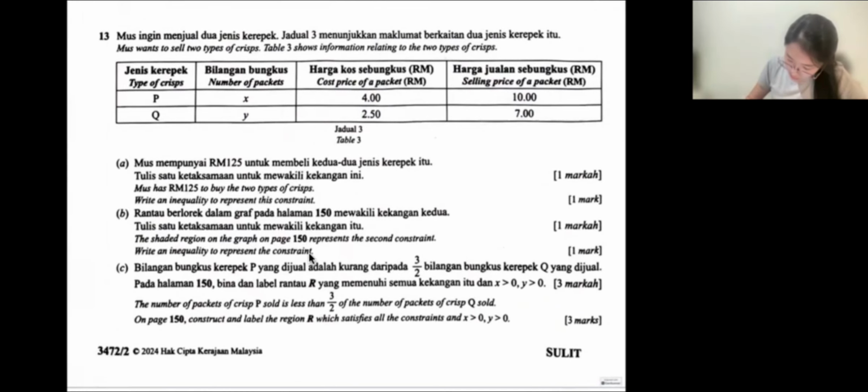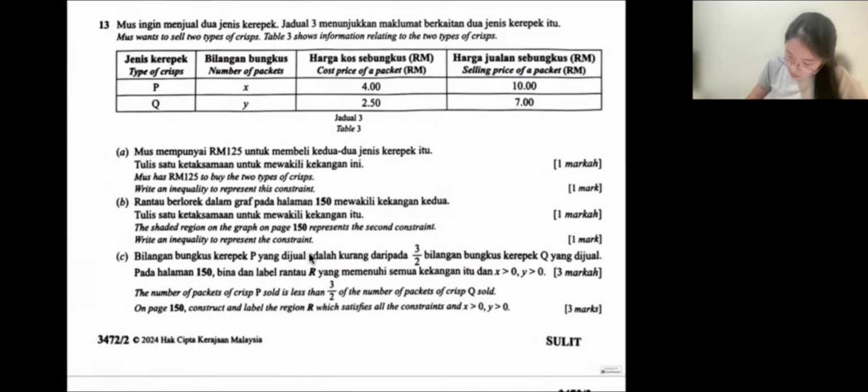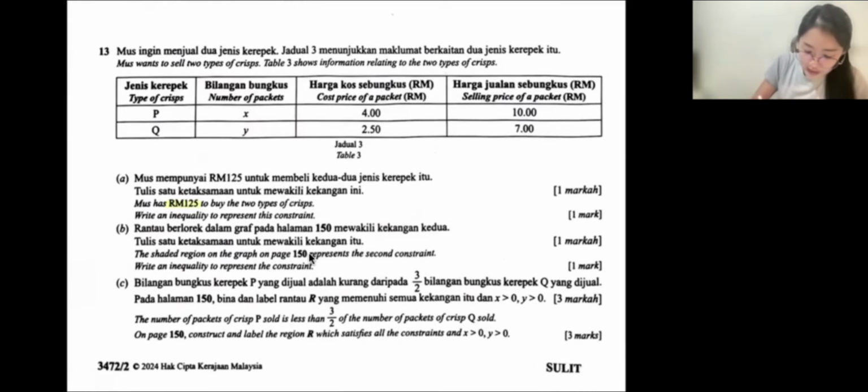Oh, this is not index number. This is linear programming. Moose has 125 ringgit to buy the 2 types of crepes. Moose is the seller, so which means he will get the crepes from the supplier. Supplier will give him cost price. Understand? Write an inequality to represent this.